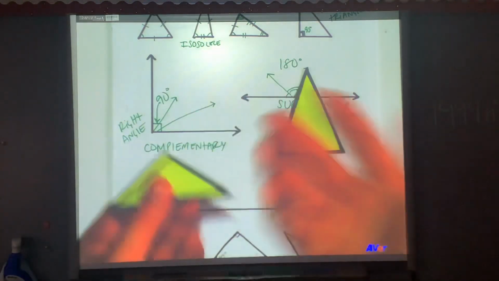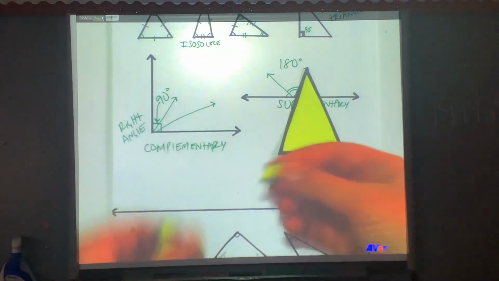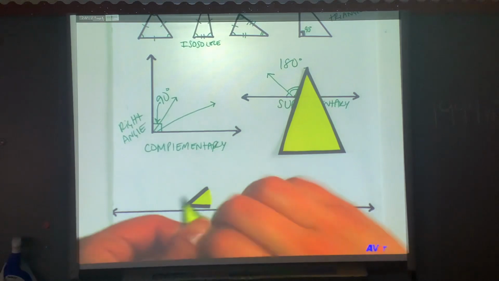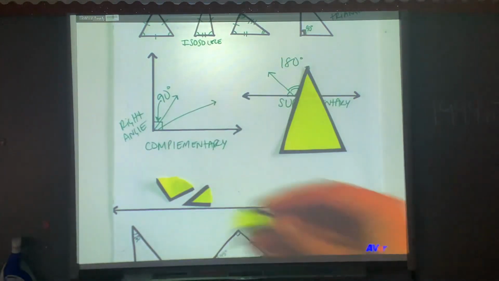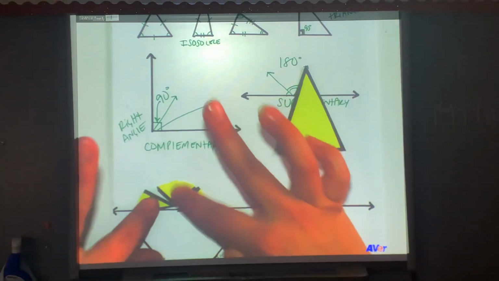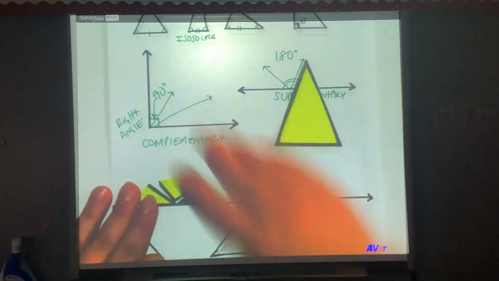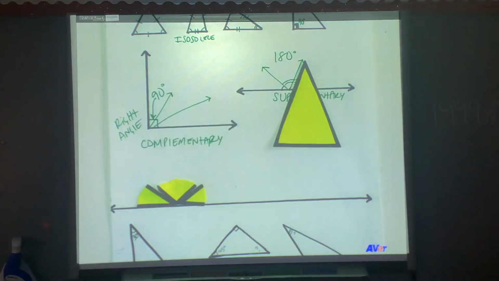So, I'm going to take this. Again, you don't have the triangle. I do. And I'm going to rip this angle. I'm going to rip the top angle. And I'm going to rip the bottom angle. And you know what they create? All the angles put together create a perfect little 180 degree line. They fit perfectly on this line like that because a triangle's angles will add up to 180.